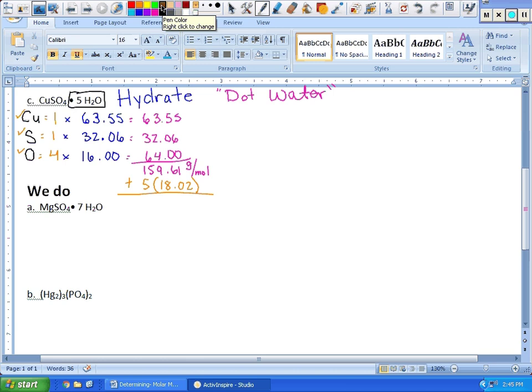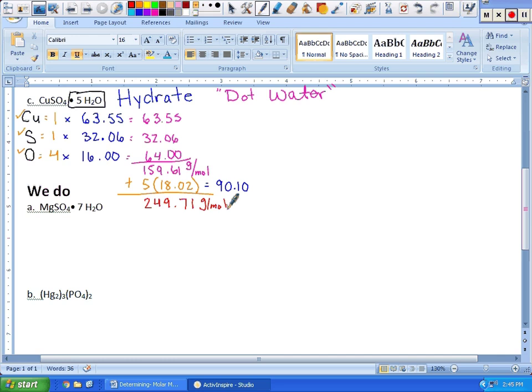Alright, so I'm going to write this right here. 90.10, and then tell me what the total mass is. 249.71 grams per mole. So the only difference between this problem and the last one is what do we have to account for? 5 waters. And all you have to do is multiply 5 times 18.02 and add it to the bottom of it. Now, everything else stays the same.